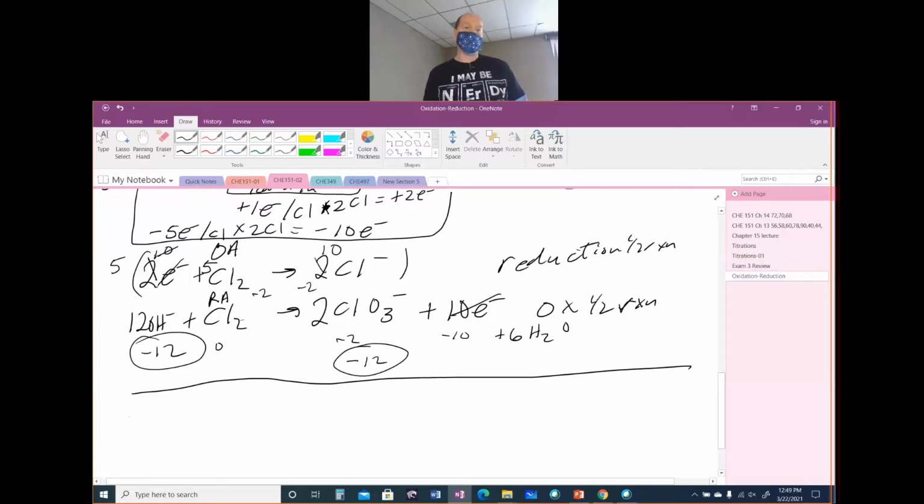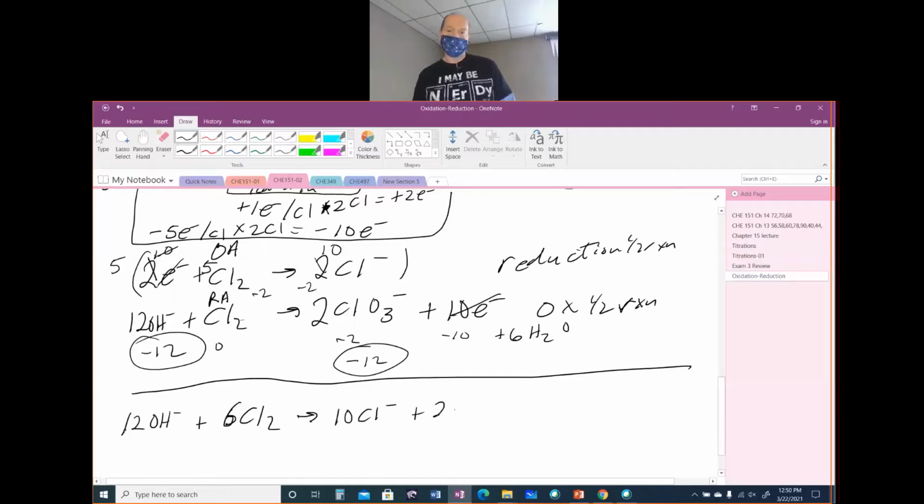We have 12 OH minus plus 6. All right, so we have 5 Cl2s here, but we have 1 Cl2 here. So 5 Cl2s plus 1 Cl2 is 6 Cl2s total on the left side. And that yields 10 Cl minuses and 2 ClO3 minuses and 6 H2Os.